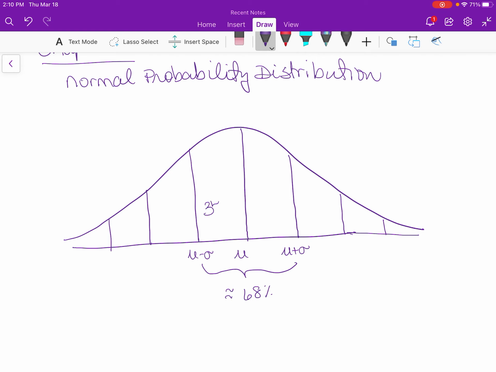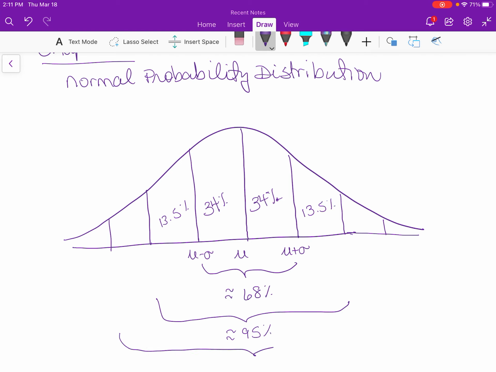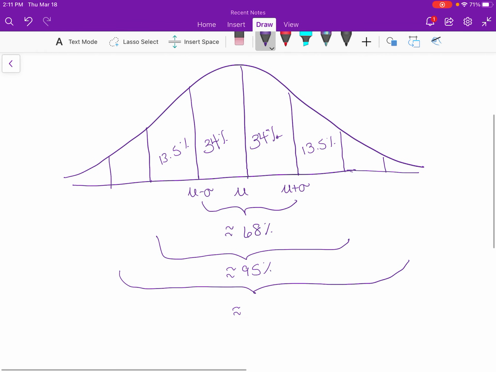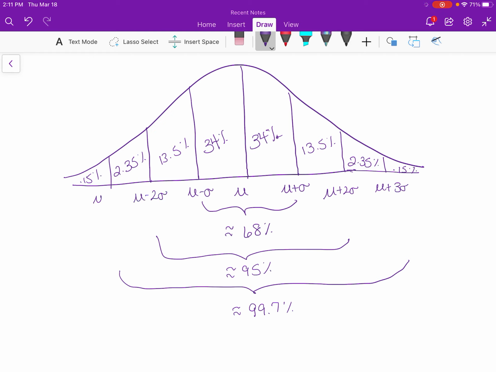So this is just going to be review, which made that 34% and 34%. And then it determined that within two standard deviations of the mean, there's approximately 95% of the data. And we worked out to show that that was 13.5% and 13.5%. And then within three standard deviations of the mean, there was approximately 99.7% of the data. So that was another 2.35% and 2.35%, leaving 0.15% on each end. So this was mu plus 2 standard deviations, mu plus 3 standard deviations, and then mu minus 2 and mu minus 3.